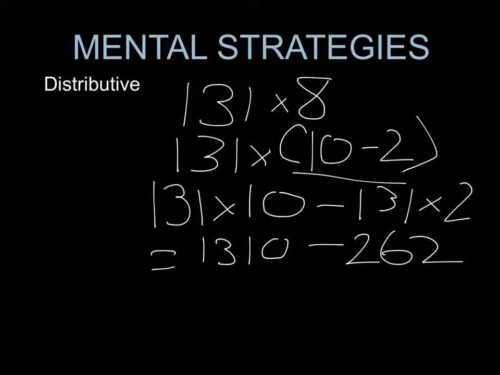Okay, now I'm not going to lie, sometimes when you use these mental strategies, you still have to do something that's a little bit tricky, but I think that 1310 minus 262 took us almost no effort to get there, and I think it's way, way easier to do that subtraction than it would be to try and figure out what 131 times 8 is another way. So I just figure out what 1310 minus 262 is, okay? You can do that any way that you want, but any way that you do it, you should get an answer of 1048.